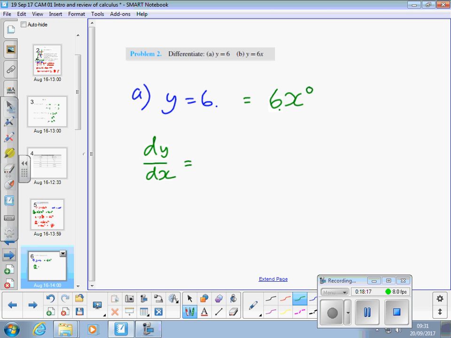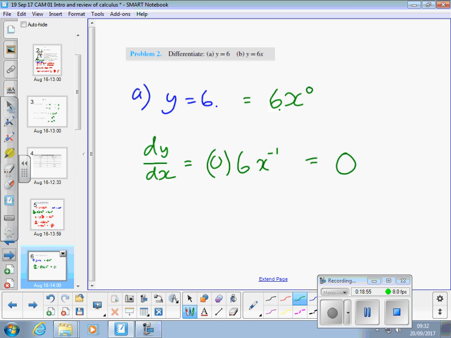What was the process we did before? Step by step. Anyone else? Process we did before, step by step. Multiply by the index. Take 1 off the index. What's nothing times 6x to the minus 1? Nothing times anything is nothing.